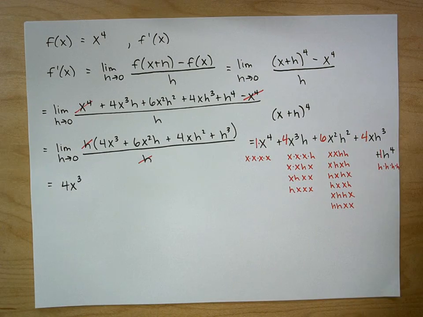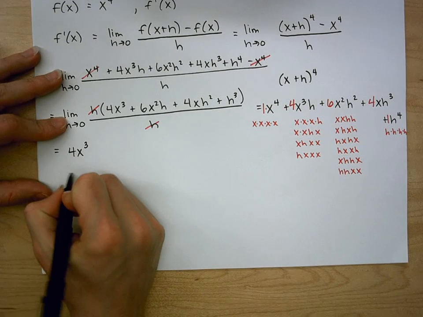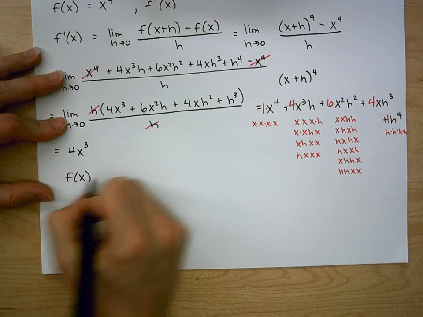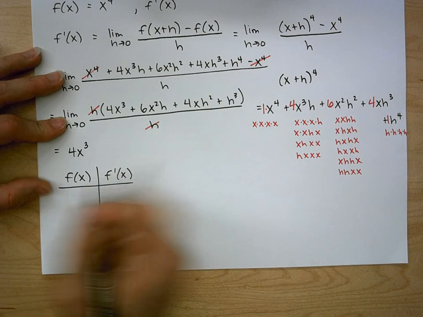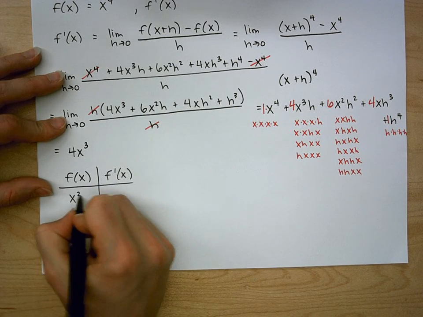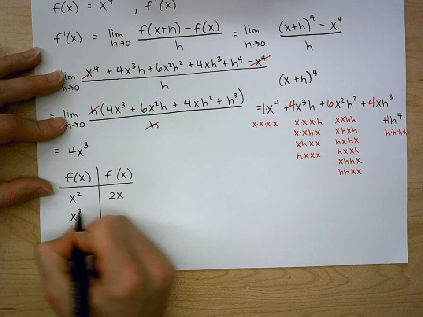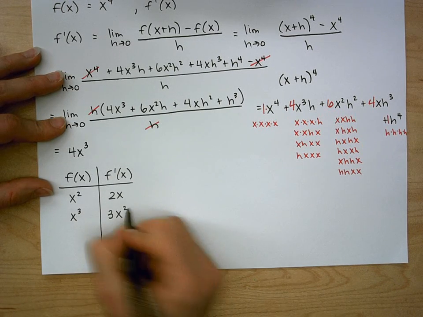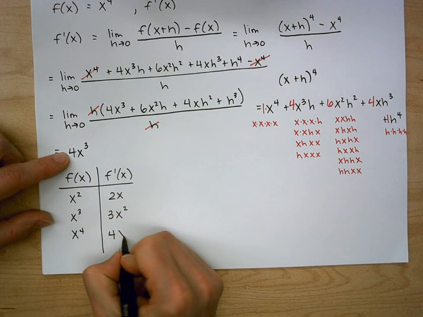All right, let's do a quick recap here. So here was my function. Let's do a table. Here was the derivative. If you want to look back at your notes, we looked at x squared, and the derivative was 2x. We looked at x cubed, the derivative was 3x squared. We looked at x to the fourth, and we just saw it was 4x cubed.